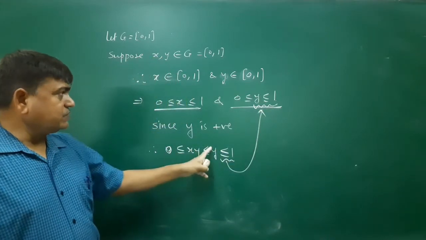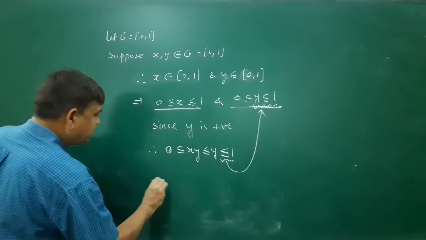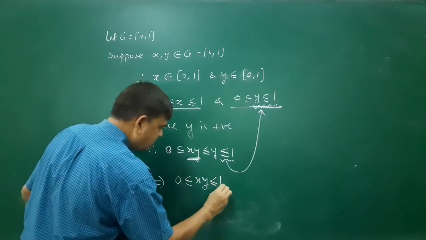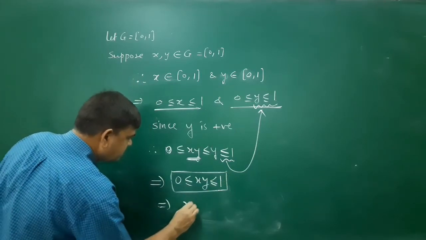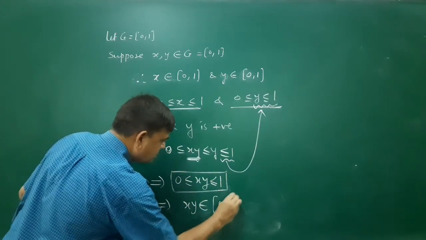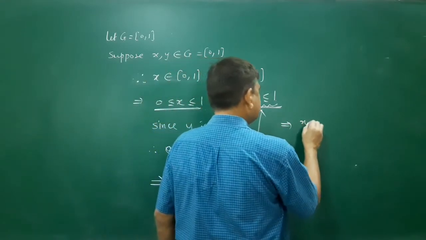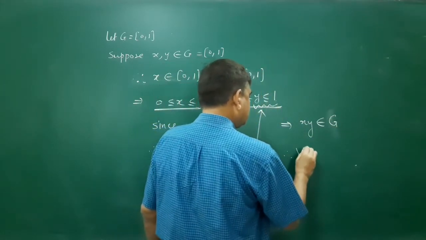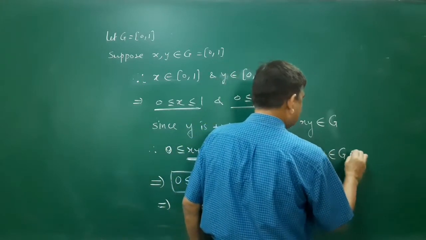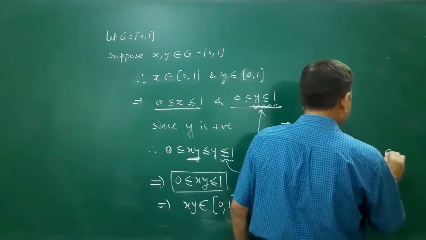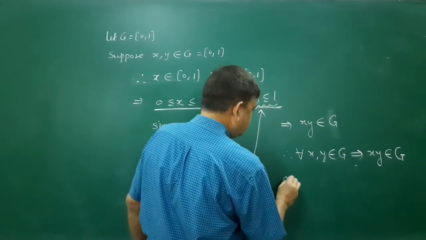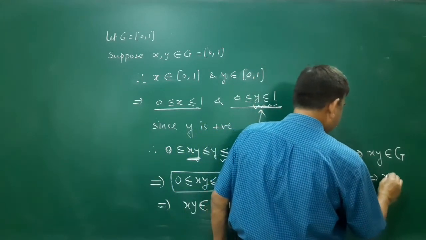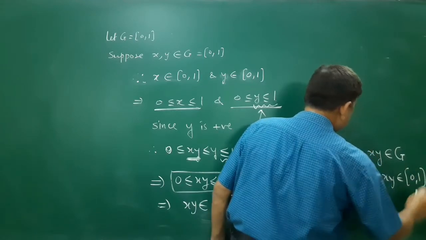Here y is greater than 0. Of course, we are getting this, and this is less than or equal to 1. So this implies this quantity is this. This means xy belongs to [0, 1]. This implies xy belongs to C. Therefore, for all x, y belongs to C, it implies x into y belongs to C, or for all x, y belongs to [0, 1] implies xy belongs to [0, 1].